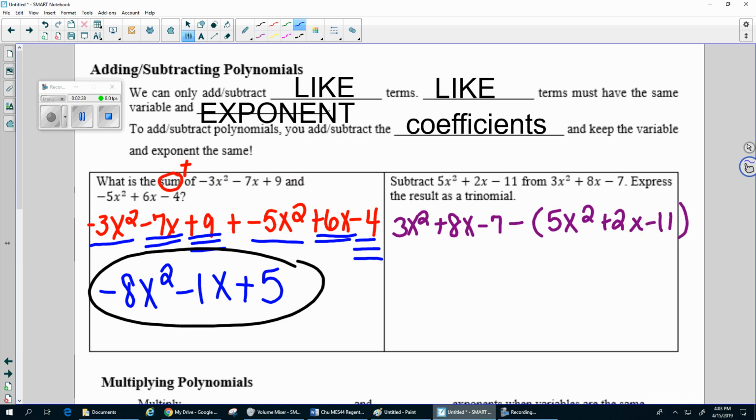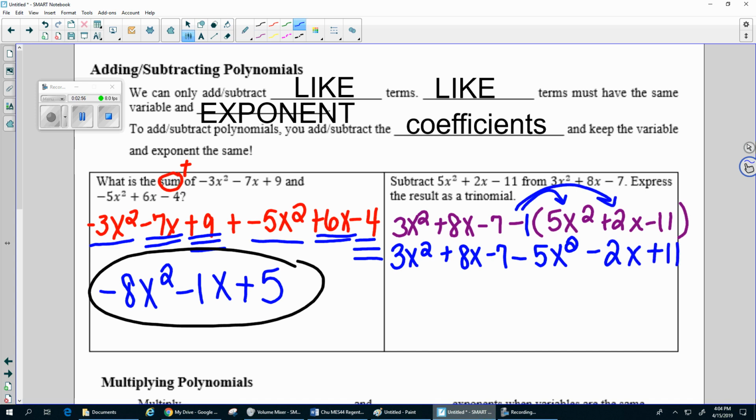Before we can move on, we must distribute. I'm going to bring this down. 3x squared plus 8x minus 7, and let's distribute this negative. There's an imaginary 1 here. So now I get minus 5x squared, minus 2x, and plus 11. So just make sure you're distributing to every single piece.